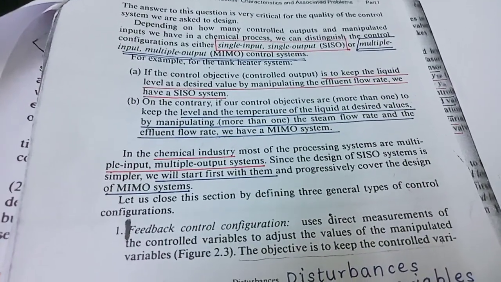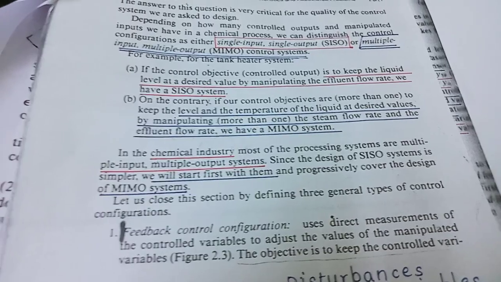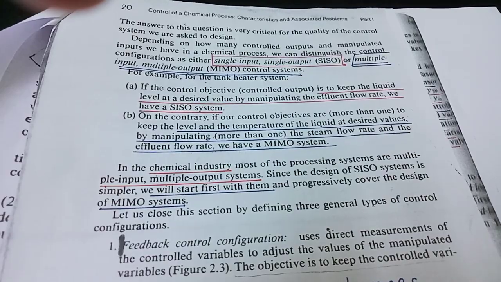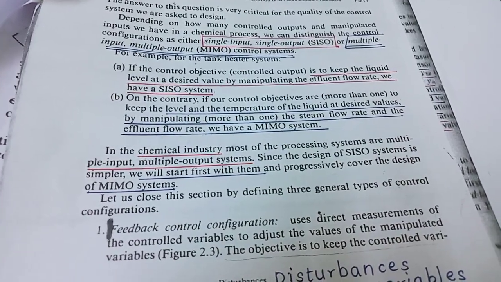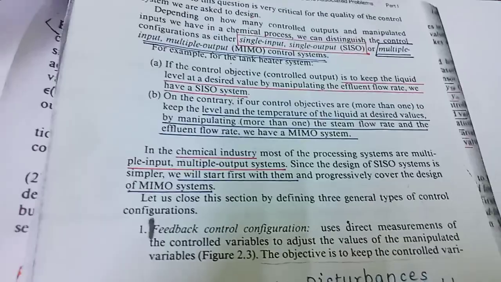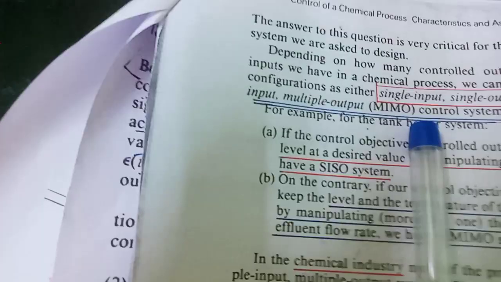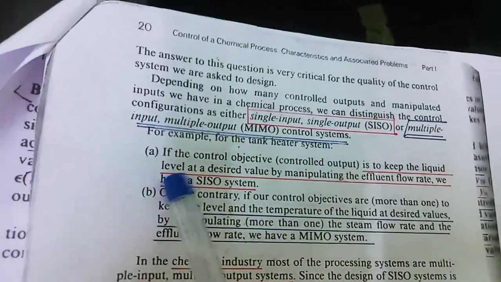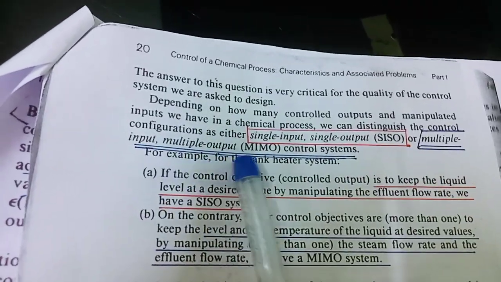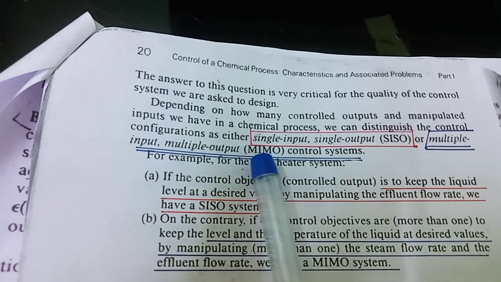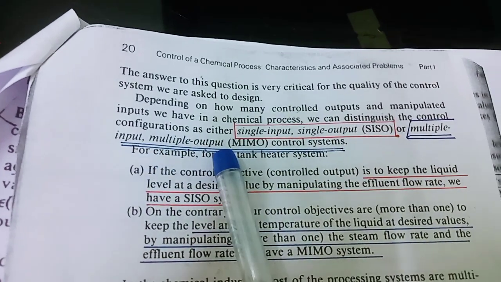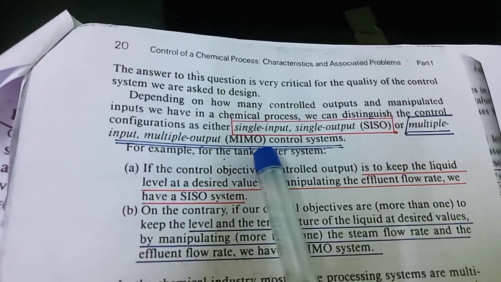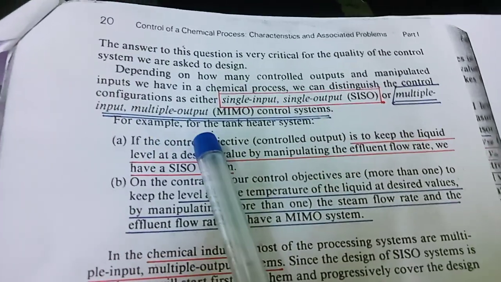Depending upon how many controlled outputs and manipulated inputs we have, there are two types of control configuration. First is single input, single output, known as SISO, and second is multiple input, multiple output, known as MIMO. In chemical process industries, the multiple input, multiple output configuration is used.